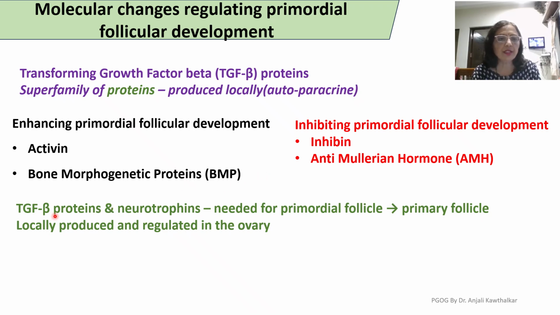Apart from these TGF beta proteins, there are certain neurotrophins also which are needed for the primordial follicle to develop and get converted into a primary follicle. For this, what is required is TGF beta family proteins and neurotrophins. All these are locally produced and regulated in the ovary. These are not secreted anywhere else, but act as an autocrine paracrine system.